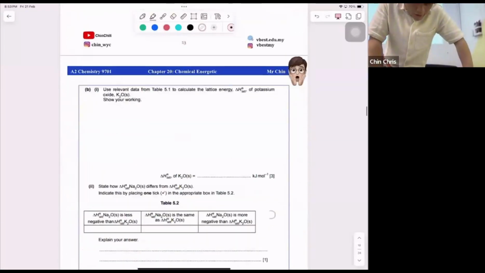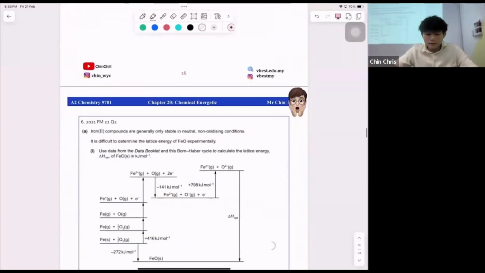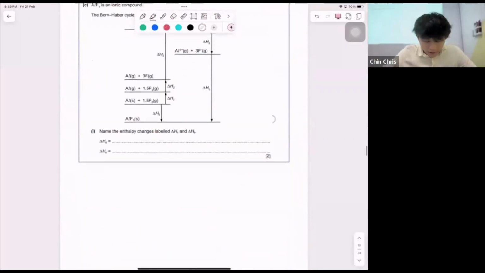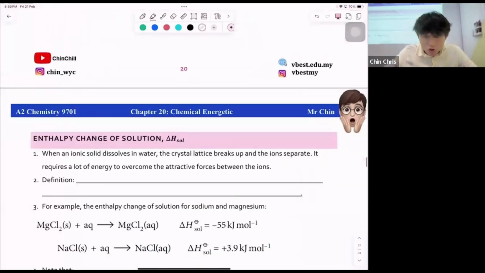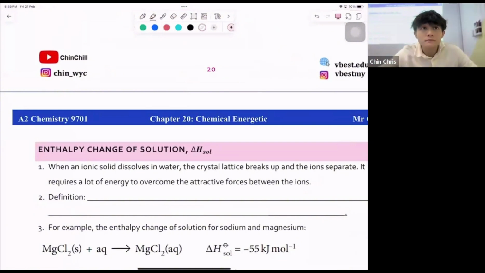All right, guys, now I want you guys to skip everything. Page 21.